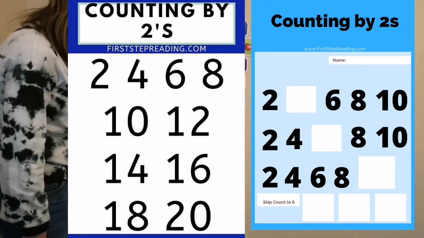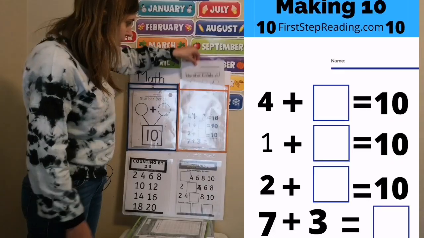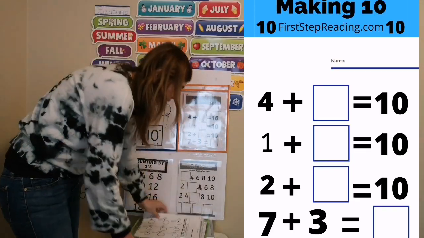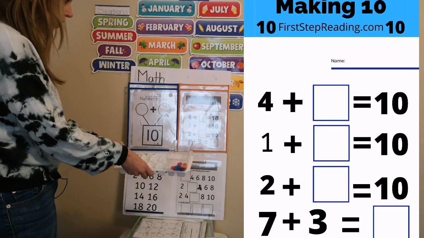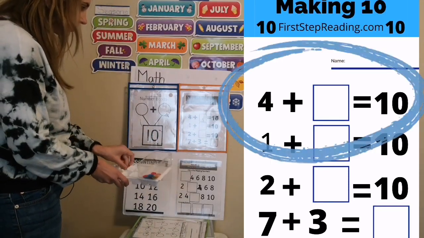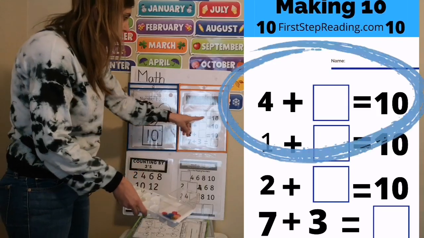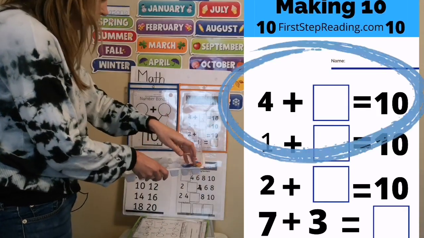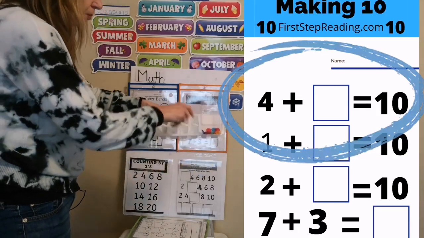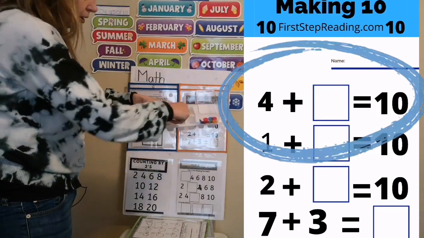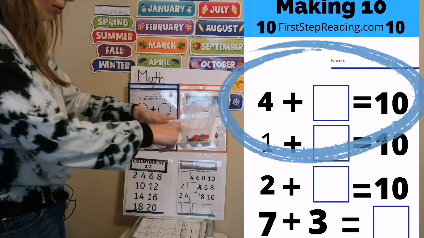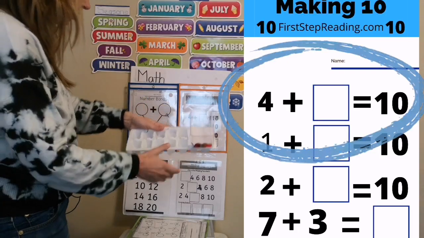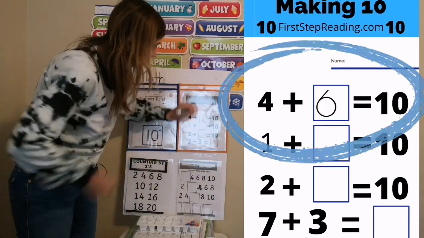I also want to show you one more thing that I forgot to show you. So we have our bonds worksheet, but we also have it where it's addition, which is the same thing. Use your counters or use your mat. 4 plus what equals 10? That means I put 4, 1, 2, 3, 4. And plus how many are left? Until I get 10, I count the blank ones. 1, 2, 3, 4, 5, 6. So my answer is 6.